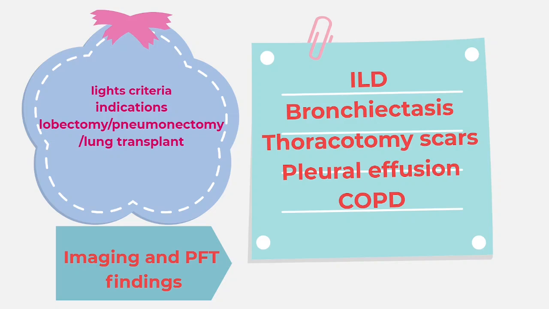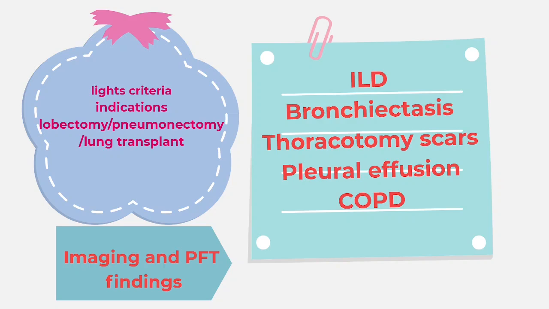So in the investigations, when you're mentioning the imaging and pulmonary function tests, please remember to mention what you'd expect in those findings. So for example, in PFTs, do mention whether you'd expect an obstructive pattern or a restrictive pattern, or typical CT or X-ray findings in certain conditions. For pleural effusion, revise the Light's criteria. For surgical cases such as VATS or thoracotomy scars, revise the indications for lobectomy, thoracotomy, pneumonectomy, and single versus double lung transplant.